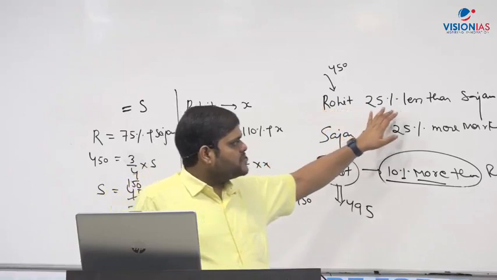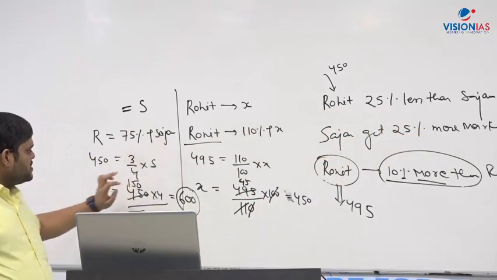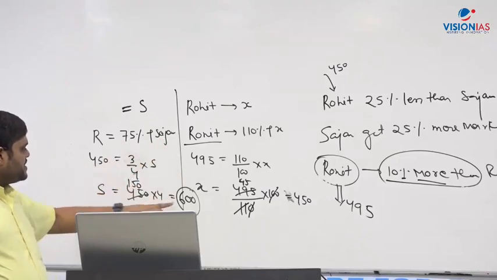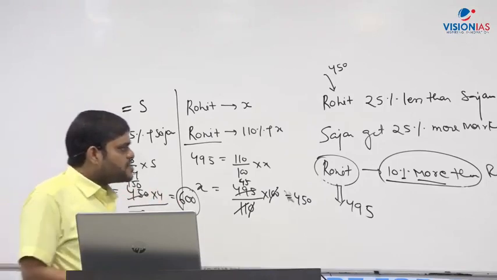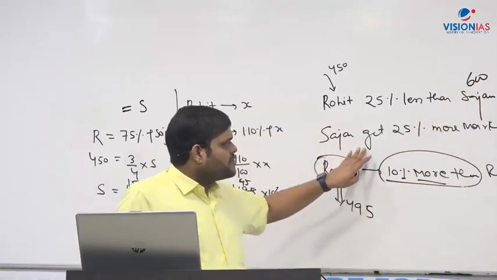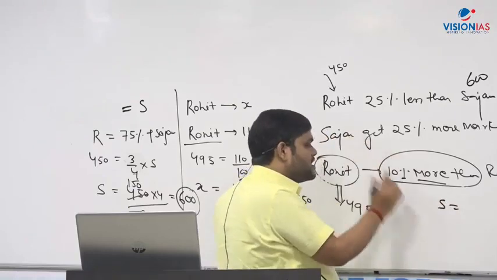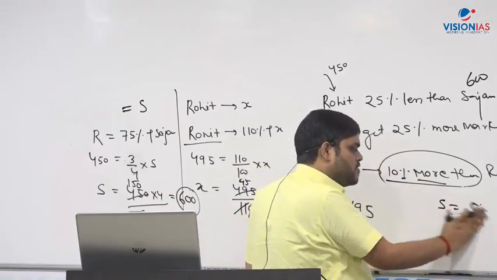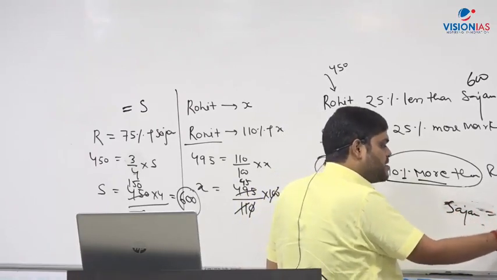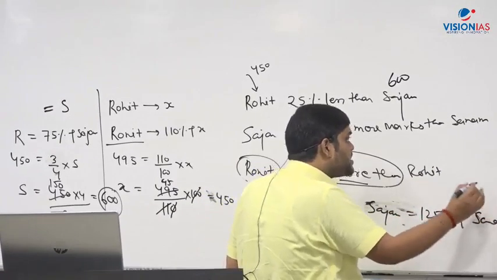Rohit is 25% less than Sajan, so Rohit's marks are 75% of Sajan's, that is 3 by 4. So Sajan's marks become 600. Now Sajan gets 25% more marks than Sanam. If Sanam's marks are X, Sajan's marks will be 125% of Sanam's marks.